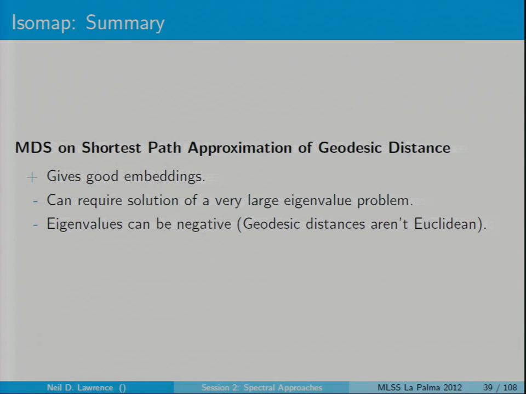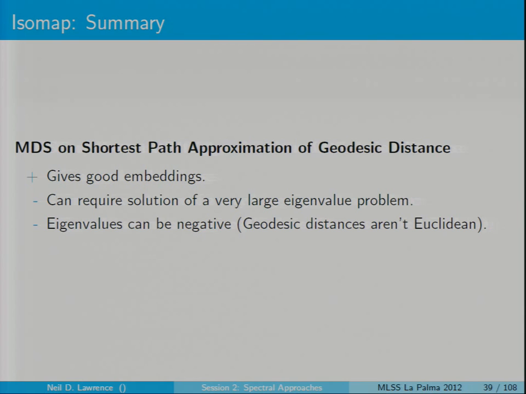The paper shows an equivalence between maximum variance unfolding, one of the algorithms we'll talk about later, and Isomap, and shows that basically the main difference between them is that maximum variance unfolding places a further constraint that the distances have to be Euclidean. And I'm not so sure if that's a good constraint or not.